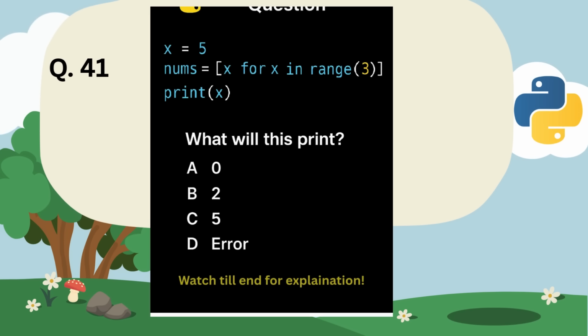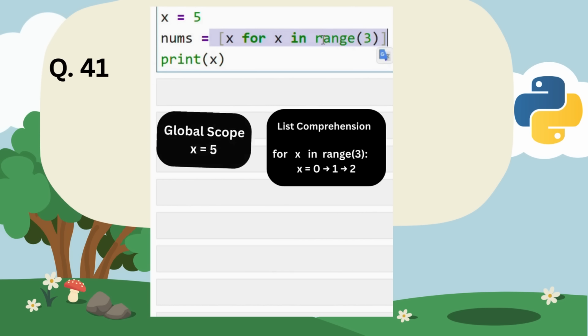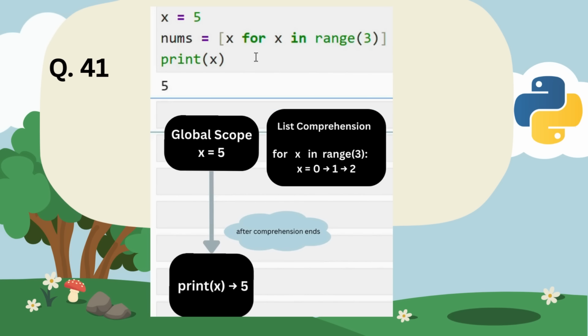What will this print? Take a moment and drop your answer in the comments. The key is that the x inside the list comprehension is a temporary loop variable that doesn't leak into the outer scope. So the outer x remains unchanged as 5.